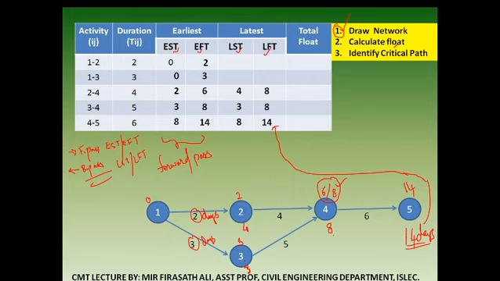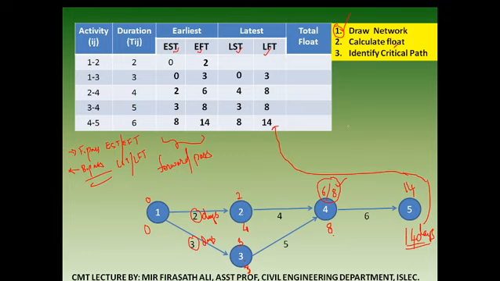Now look at over here. Activity 1 to 3. Latest finish time is how much? 3. And for the 1 to 3 activity, the latest finish time of event 3 is 3. So 3 minus 3, what will come? 0. So write it over here, 3 and 0.